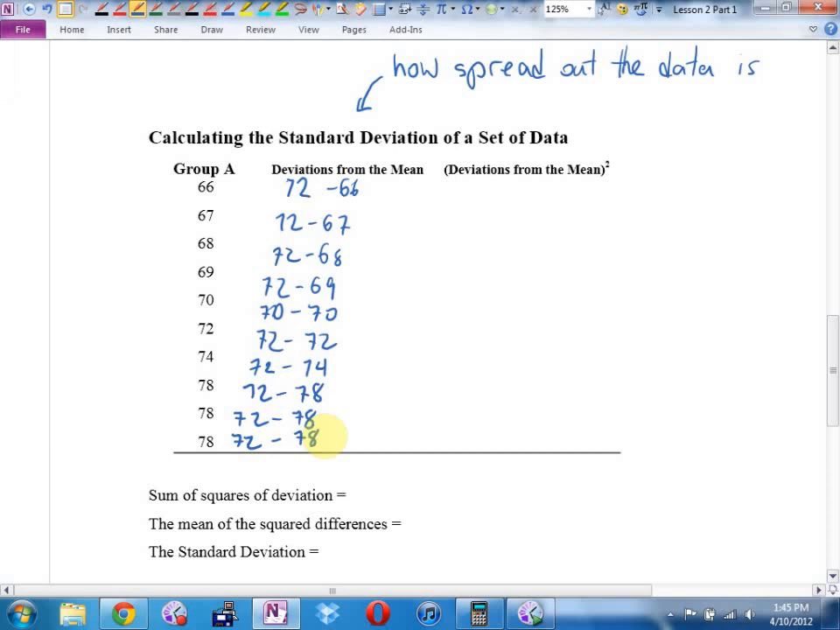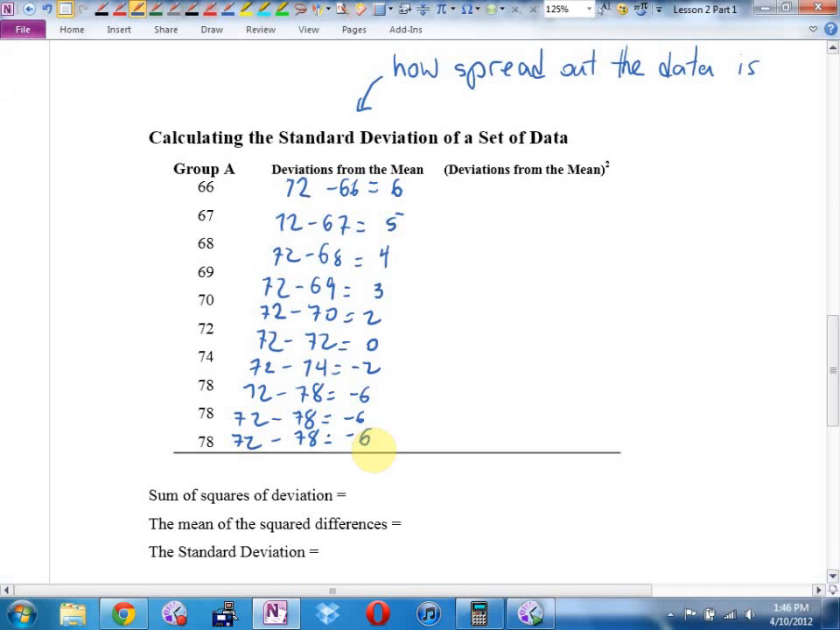I put 70, oh, right there. I think we can do this in our head. 72 take away 66 is 6, yes? 5, 4, 3, 2, 0, negative 2, negative 6, negative 6, negative 6. And I guess the negative means you were above or below the mean or whatever.